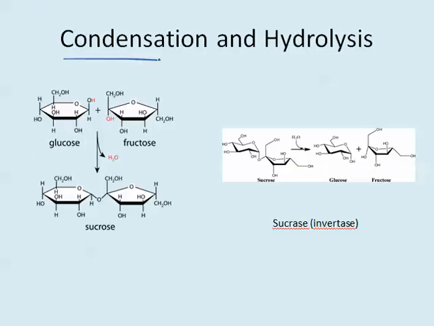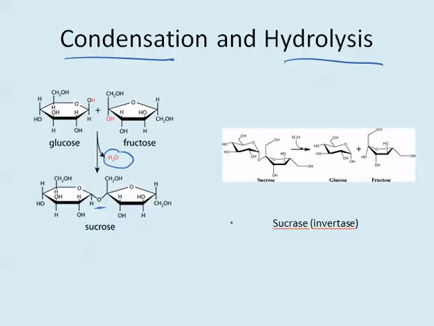We also need to be comfortable with the terms condensation and hydrolysis. So condensation is where we're joining together two molecules with the loss of a water molecule, or a small molecule of some sort, generally water. So you can see here glucose and fructose. We're losing a water molecule from in here and forming this glycosidic link, and we've now made sucrose, a disaccharide.